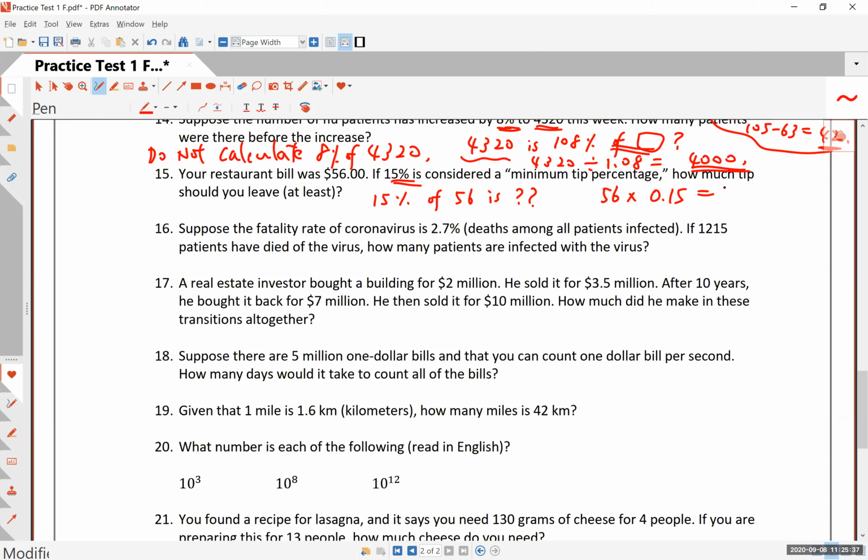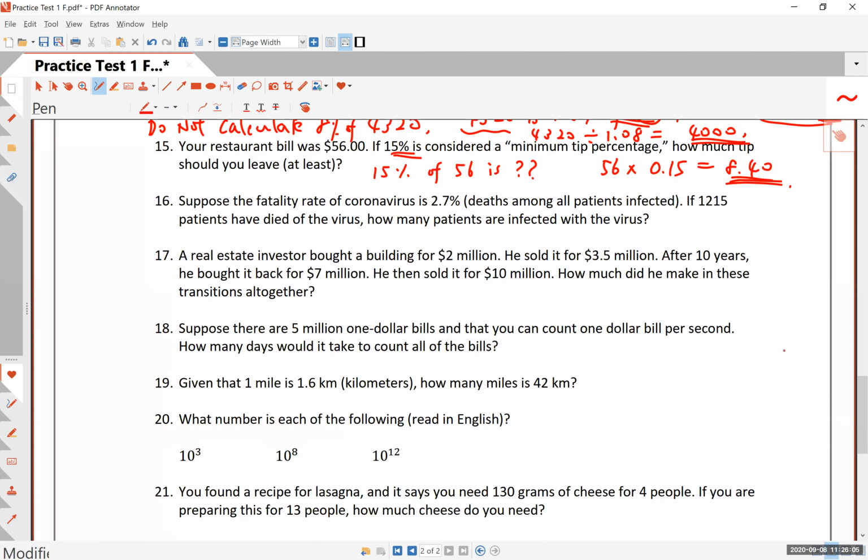And that's pretty much all you have to do. So if you do that, you get 8.40. And that's the amount of tip you should leave, $8.40. Or you can think of this as, well, what's 10% of 56? It's 5.6, so $5.60. And then you add another half of that, and you will get $8.40 regardless. So this is a straightforward multiplication problem.